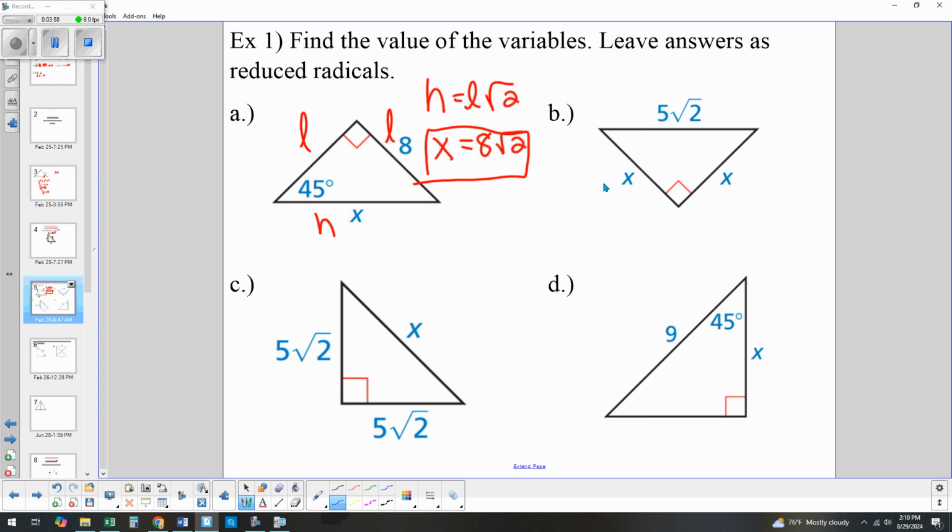For the next one, these are my 2 sides. It's isosceles because they're both x, which tells me it's a 45, 45, 90. So again, I'm going to label. I'm going to write out my formula. I'm going to do this every time.